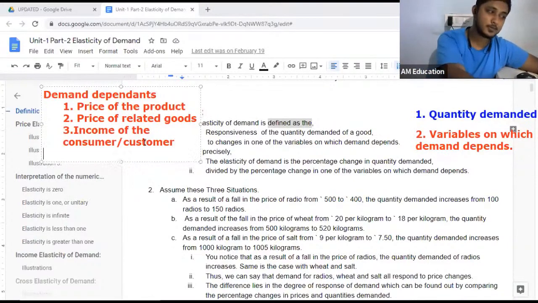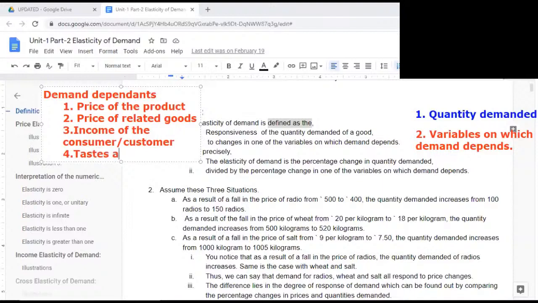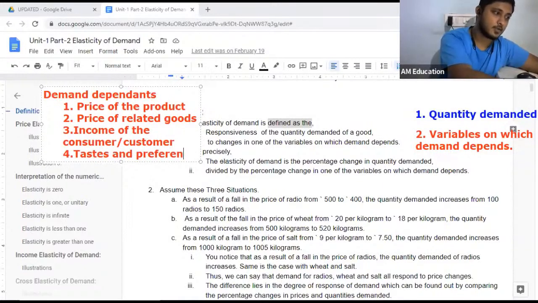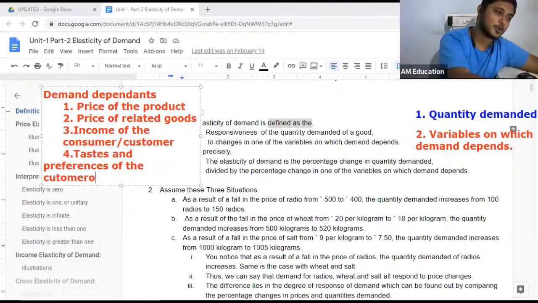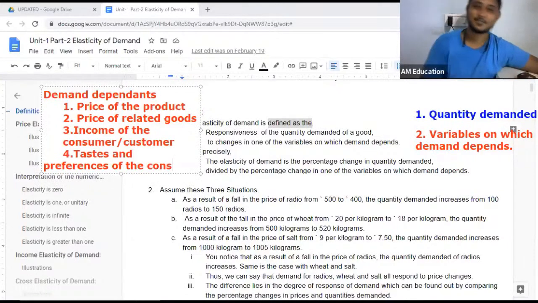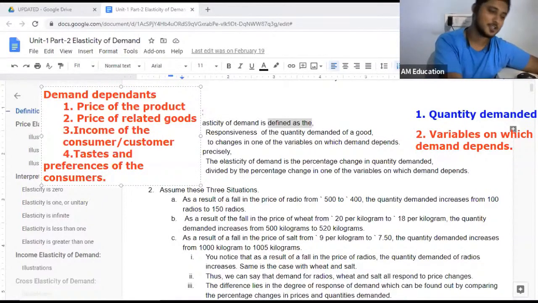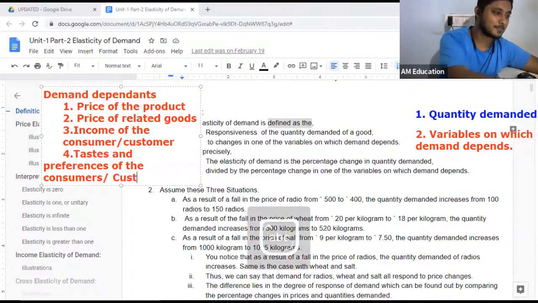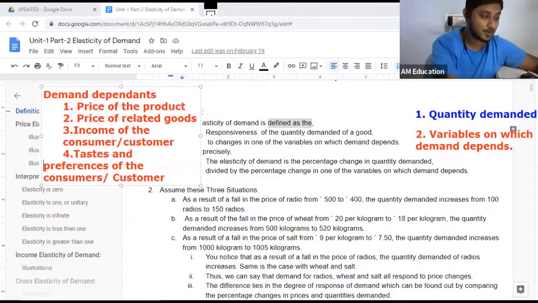And along with the income of the consumer, there's something called, what is it called? Taste and preferences of the consumer. Yes, taste and preferences of the customer or consumer. Here it is the consumer only, because his taste will matter, right? Not his taste. My mom bought so many t-shirts without my taste. It could be customer or consumer. So taste and preference of the customer or consumer.